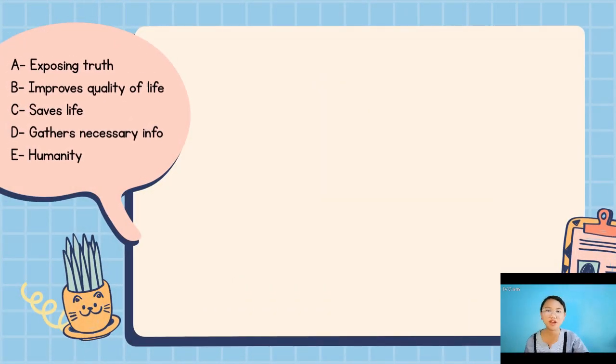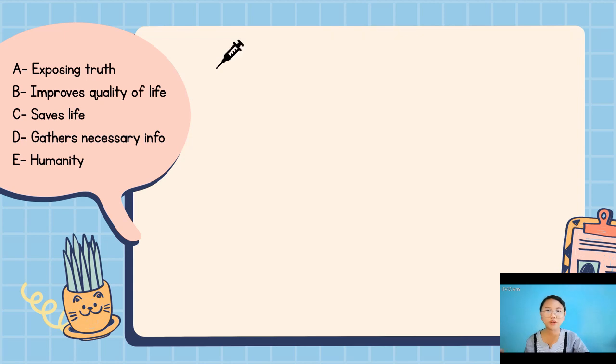So number 1, again what you're going to do is you're going to write letter A if you think that the item exposes truth, B if it improves quality of life, C if it saves lives, D if it gathers necessary information, letter E if it explores humanity. So we have number 1, making vaccine for COVID-19. What do you think? Is it letter A, B, C, D, or E?